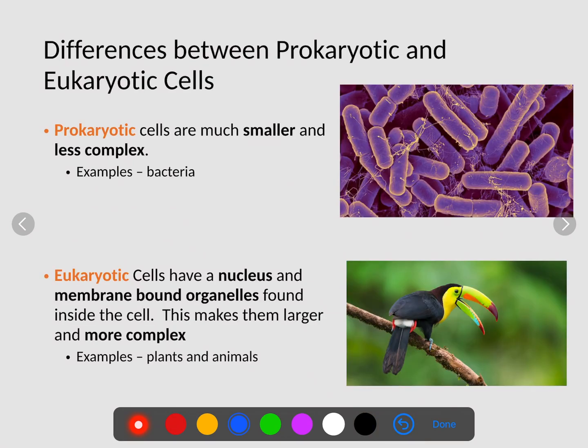So let's talk about some differences between prokaryotic and eukaryotic cells. One of the prokaryotic cells you're probably most familiar with is bacteria.